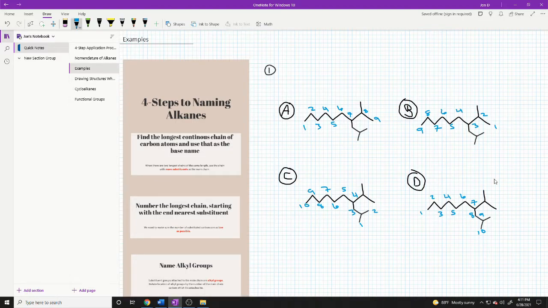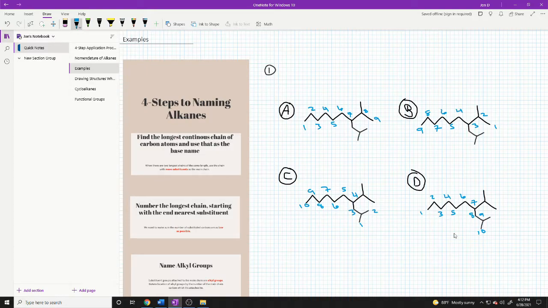While this does give us one of the combinations for the longest continuous chain, this does break the second rule of numbering the chain, having it start with the nearest substituent. So if we numbered it like we did in D, the first substituent would be on carbon 7, as opposed to drawing letter C, where the first substituent would be on carbon 2, which is right here.